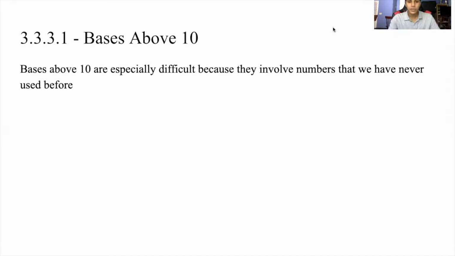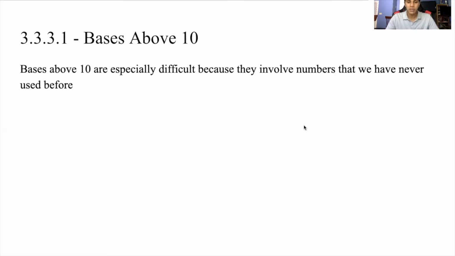So first we're going to be talking about bases above 10. Now we already learned how bases work and what bases are, right? I taught you two different concepts to explain what's different in different bases. Now these same concepts apply in bases above 10, but it's a little more complicated to understand because they involve numbers that we've never seen before.